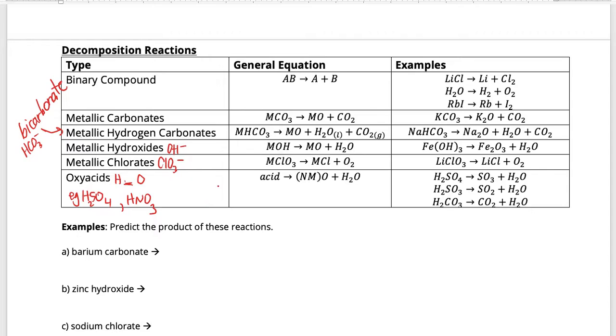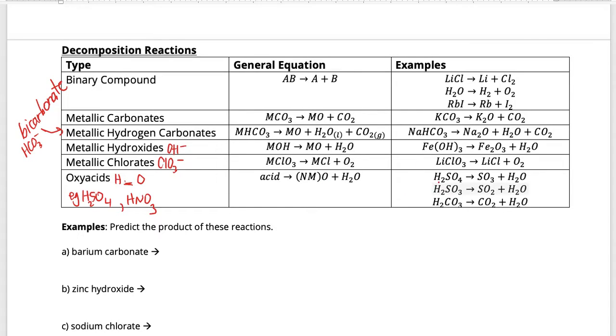So if you have an oxy acid, what's going to happen here when it decomposes is that you're going to create a non-metal oxide and a water. So basically, remember how with the synthesis reactions we just stuck them together? Now you're just going to break them apart, okay? One oxygen will go to the water, and then the rest of it will have one less oxygen here, okay?